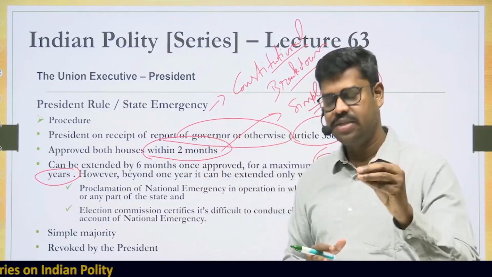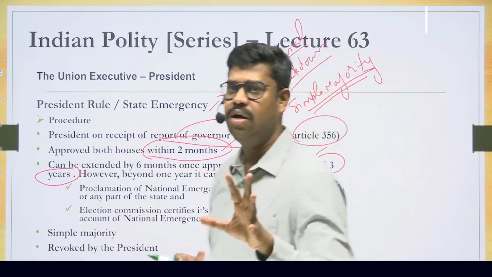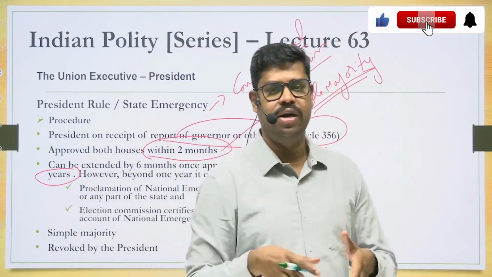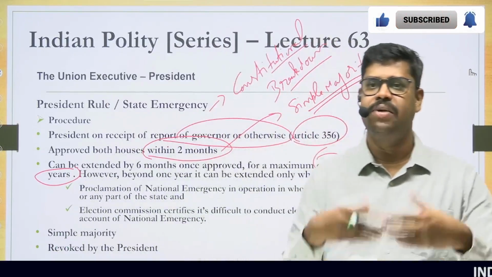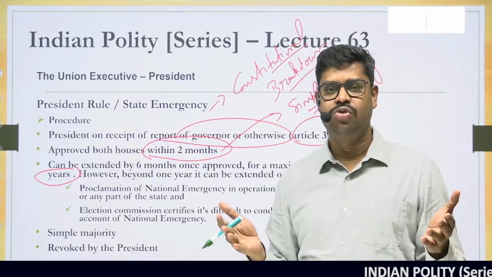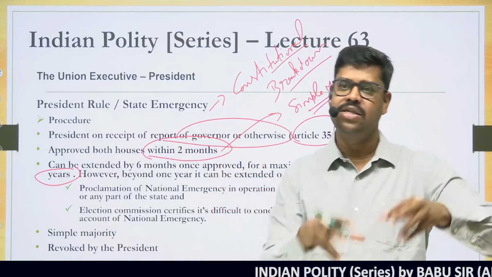Because placing a state under president rule is only a temporary measure. It's not a permanent idea, because temporarily there is a constitutional breakdown in that particular state. To address that constitutional vacuum, the president is taking up the administration. But as per the design of the constitution, every state is to be administered by a state government.